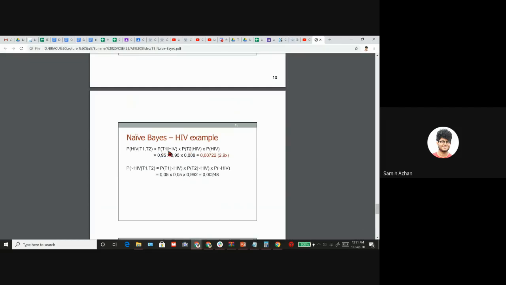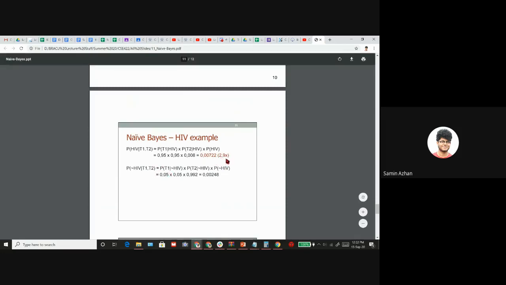We get the probability of T1 given HIV, the probability of T2 given HIV, times the probability of HIV. So if we plug in the values, we get something like this. And for non-HIV, it's basically the same equation. Plug in the values, we get something like this. So we see that if both test results are true, the probability of having HIV is actually higher than the probability of not having HIV. It's actually 2.9 times. So in this case, our answer should be that the probability of HIV is higher.